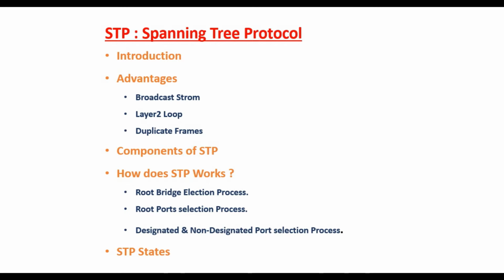Before starting the video, let's see an overview of what we have discussed in this session. In the introduction part, we have discussed what is STP and what the main advantages of it are, what is a layer 2 loop, broadcast storm, and how STP prevents it. Then the components involved in STP operations. Then how does this STP work? So three major steps and the rules and regulations for each step. Then what are the STP states available? So let's start the video.